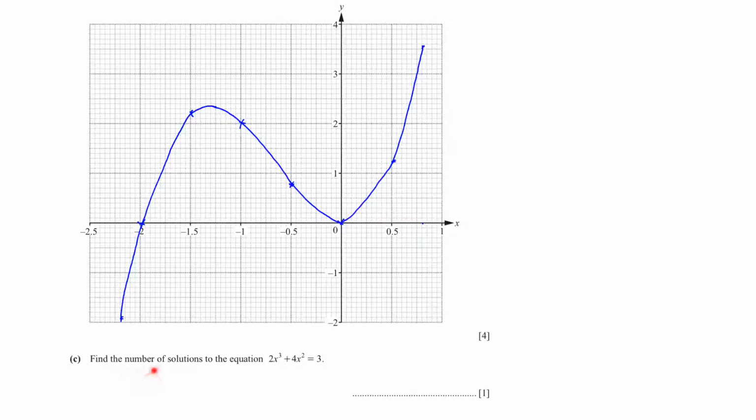Part C, find the number of solutions to the equation 2x cubed plus 4x squared is equal to 3. This is 2x cubed plus 4x squared, our graph, equal to 3. If there's a number after the equal sign, that is your y value. So 3 is here. If you draw the line y equals 3 across the curve, you will see it intersects the curve only at one point. So how many solutions do we have? One solution.